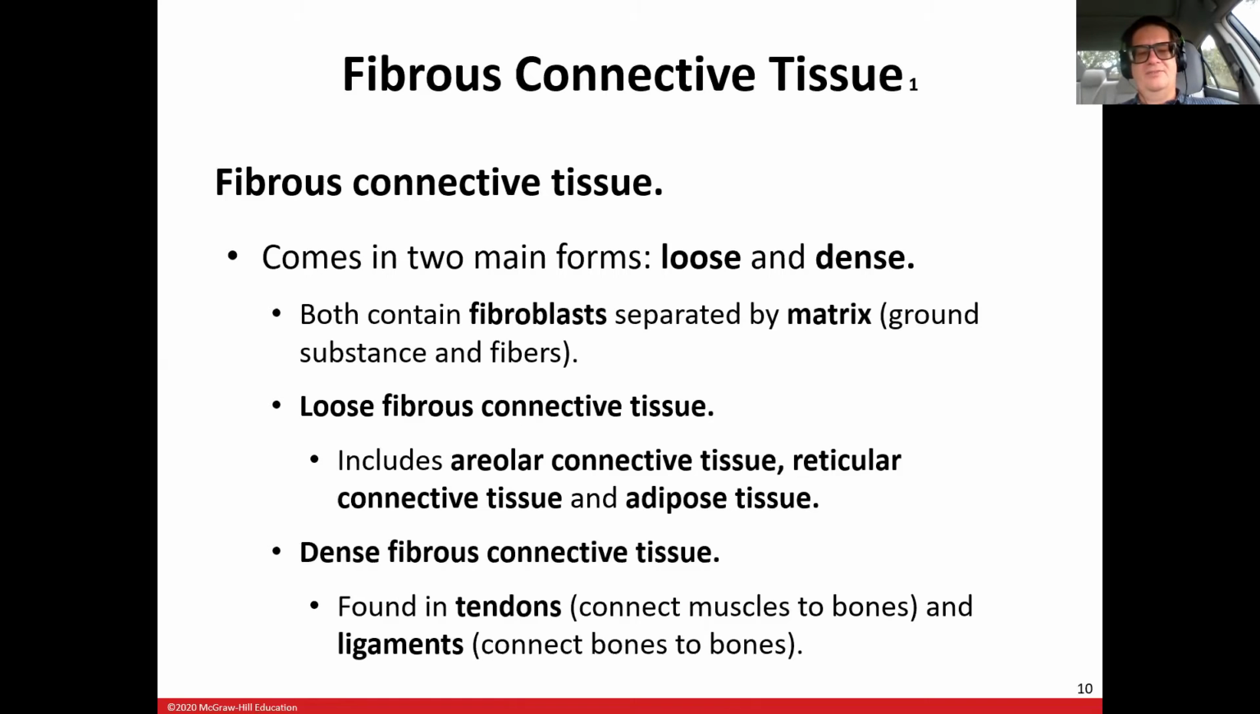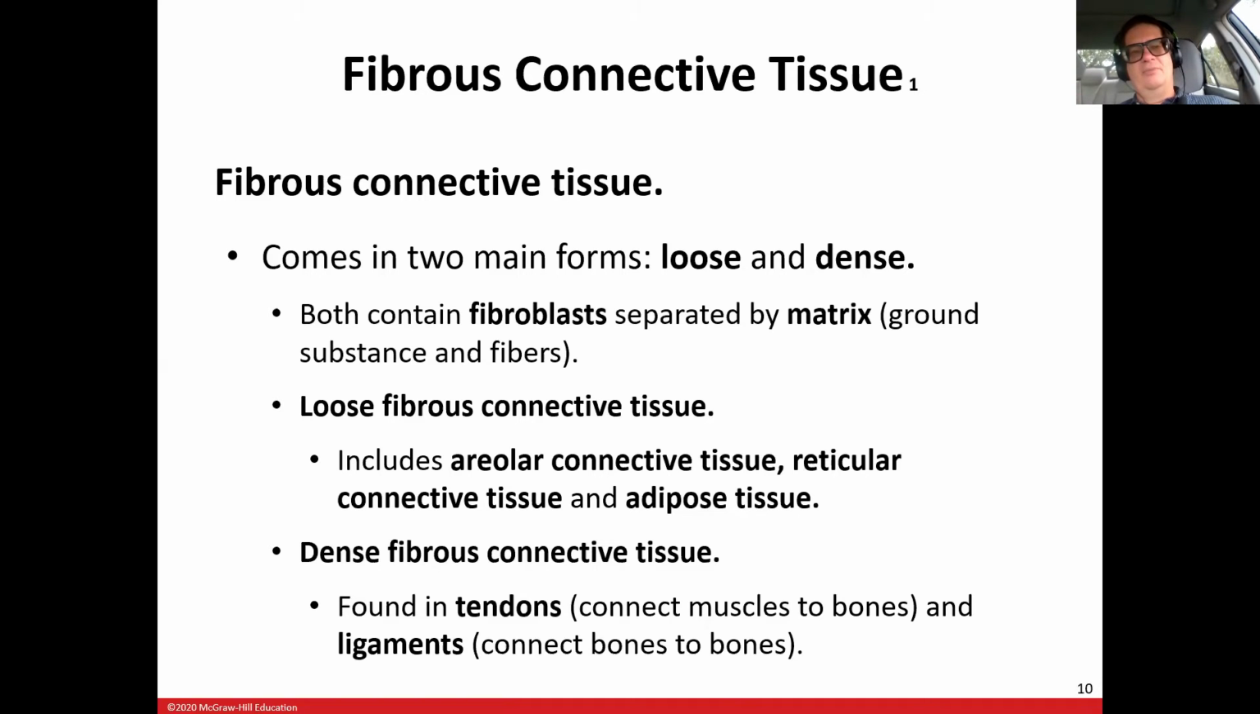Loose fibrous connective tissue includes areolar tissue, reticular tissue, adipose tissue. That's the fat we were talking about before, fat tissue. Dense, that's your tendons and your ligaments, like I said before. The book is not wrong here when it says these connect muscles to bone. But if you say tendons tie muscles to bone, you've got a built-in mnemonic to help you remember the difference.